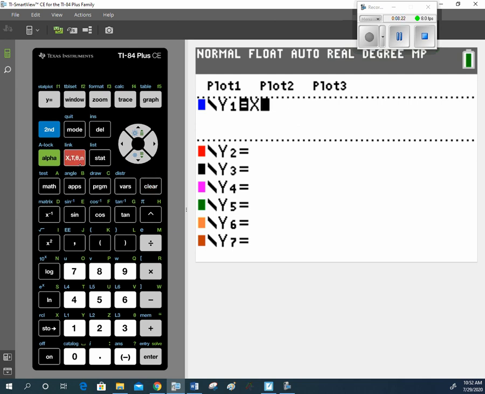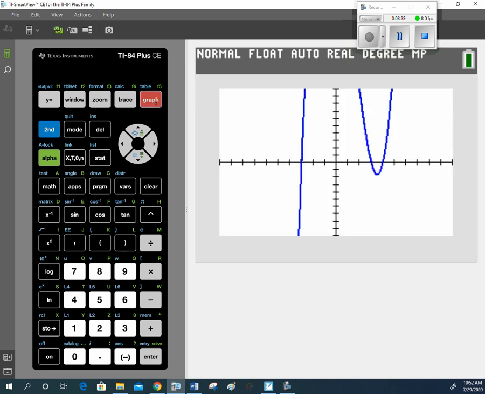X raised to the third minus 4x squared minus 9x plus 36. Okay, hit graph. And we're interested in the zeros. We're interested in where y equals 0. So right here, here, and here. And those are the answers we got.